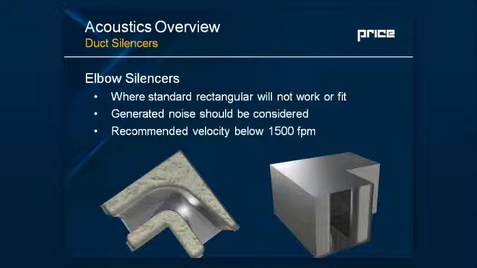Elbow silencers, so these are very typical too, especially when you don't have a lot of space. And the main thing to remember with elbow silencers is you're getting some generated noise, so that should be considered. And part of this is because you can't push higher velocities through these. The drawbacks for elbow silencers then are that they can't handle some of the higher velocities, but then also there's a higher cost associated with these. But they are very useful, again, if you're dealing with very tight space constraints.